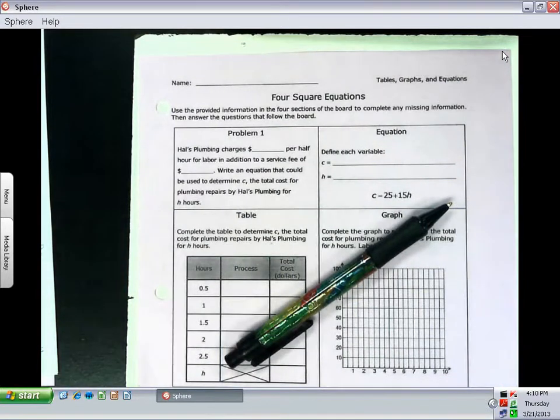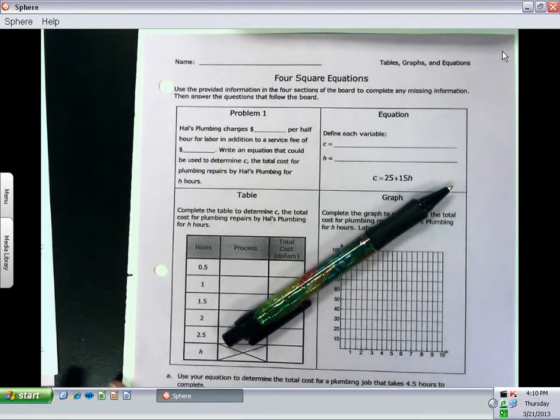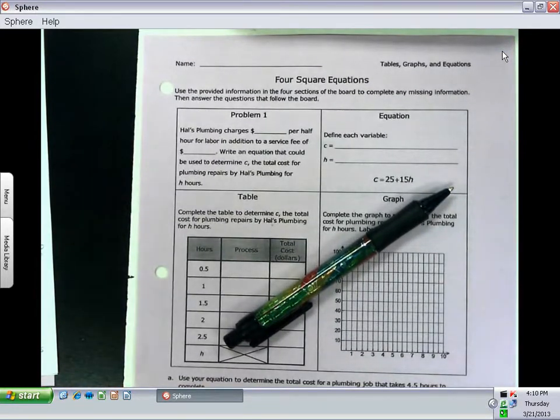Okay guys, today we are going to be doing a flipping out video for equations, tables, and graphs. You're going to need this worksheet. It is called 4 Square Equations at the top. You're also going to need a pen or pencil, so if you don't have those things, pause the video and go find them. So we're talking about equations, tables, and graphs.